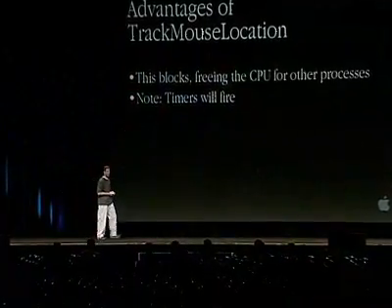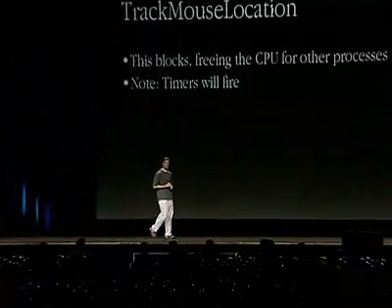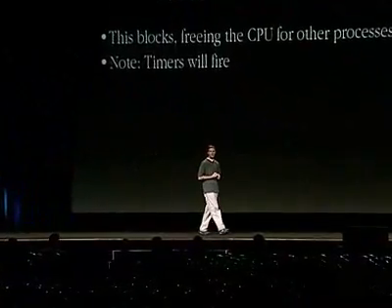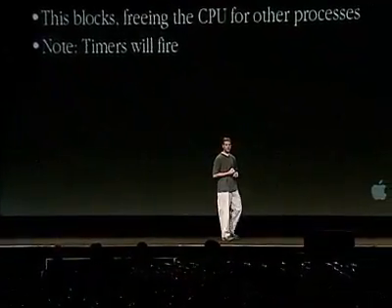So instead, use the API track mouse location. What this does is it gets in the event loop and it blocks until the user actually moves the mouse or does something interesting with the mouse. This frees the CPU up for other processes. You're not starving the processor or starving other applications that need to do things. And also, since it's blocked on the event loop, if you have any timers installed, they will still be called, and your application can continue processing even while the mouse is down.